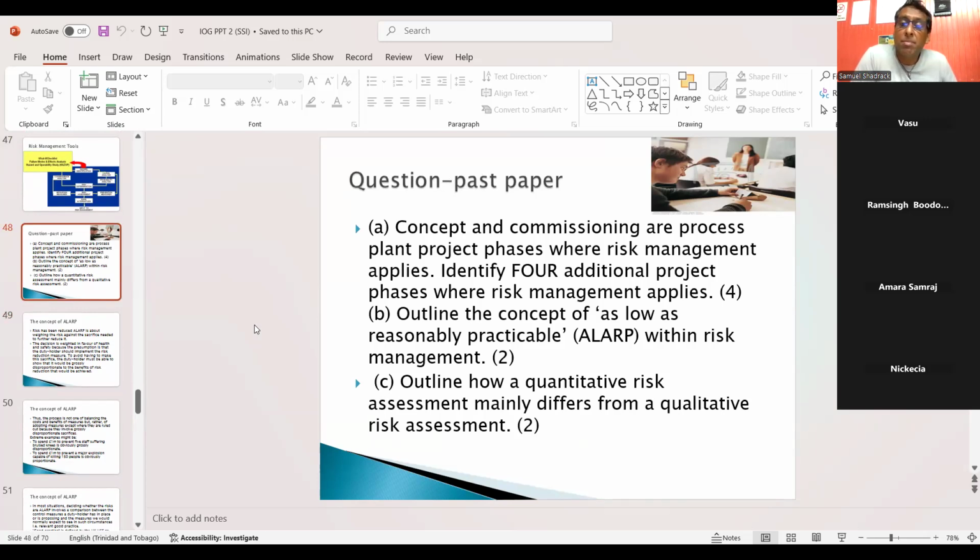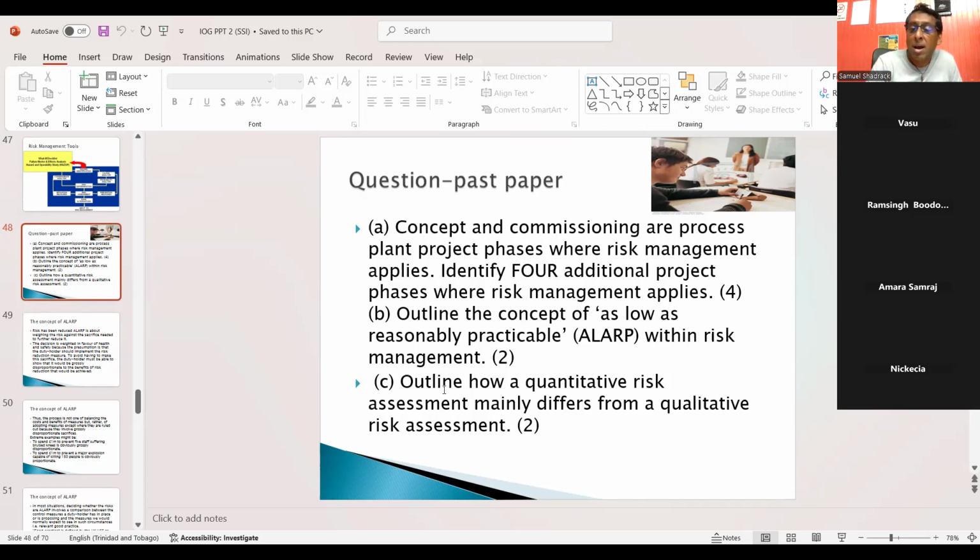So, concepts and commissioning, process plan, project phases where risk management applies. Identify 4 additional project phases where risk management applies. I think we did that on Sunday. It's on this slide, by the way. Part B, outline the concept of as low as is reasonably practicable within risk management, 2 marks. So in your 2 marks, you have to mention the employer doesn't have to if it's grossly disproportionate, but they have to spend a moderate amount in terms of reducing the risk associated with a hazard.